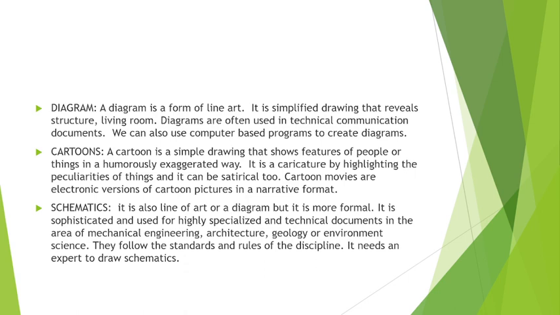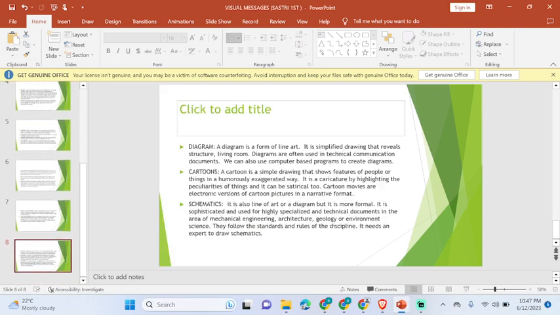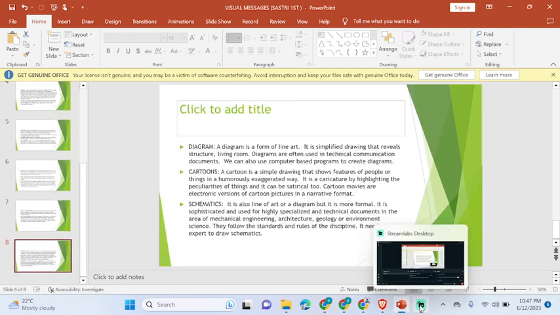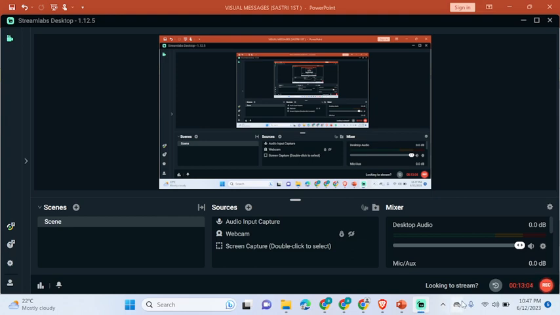Schematics, it is also a line of art or a diagram, but it is more formal. It is sophisticated and used for highly specialized and technical documents in the area of mechanical engineering, architecture, geology, or environment science. They follow the standards and rules of the discipline. It needs an expert to draw schematics. This is how the visual messages are presented in the different forms.